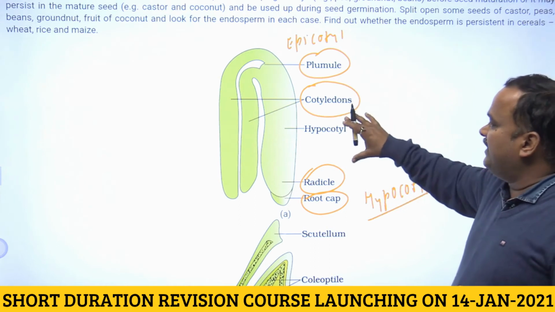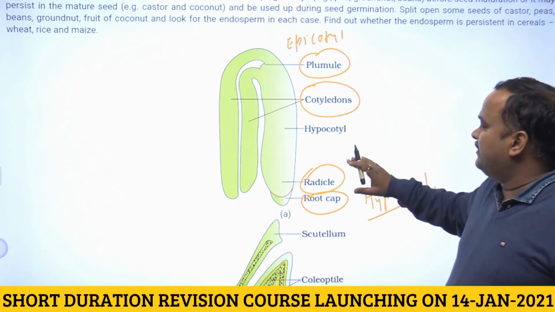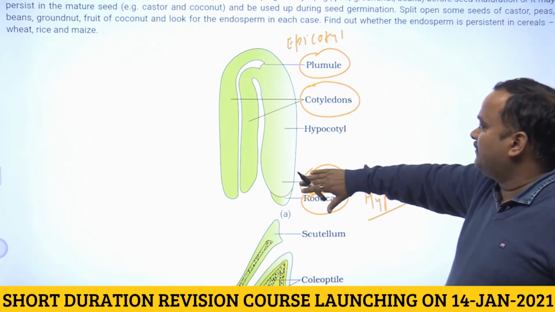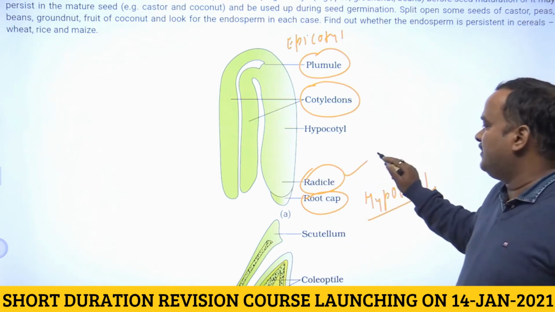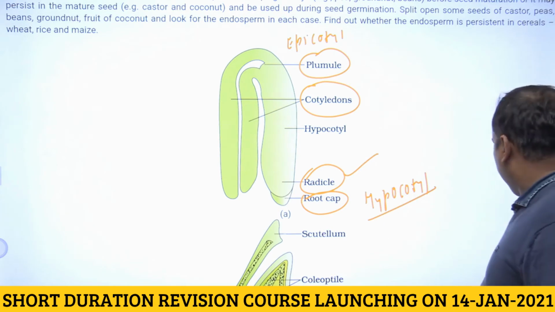This diagram is very important. Questions have been asked from this diagram. Suppose someone removes this labeling and asks you what it represents, this blank, fill in the blank. That is nothing but radicle.